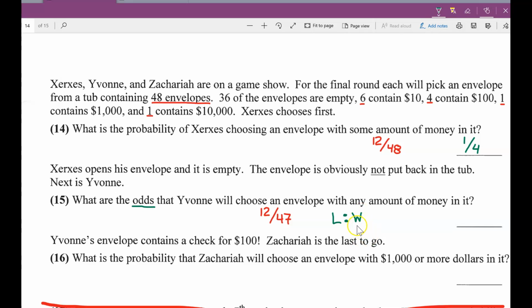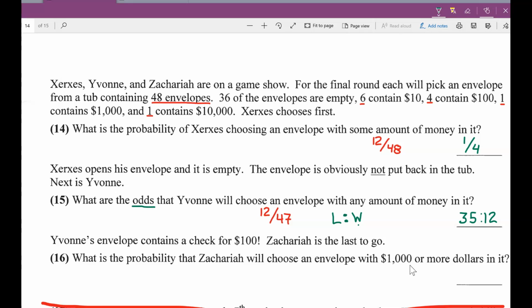So how many ways are there to win? Well, that's going to be the same as our numerator. We know that there are 12 ways to win. There are 12 envelopes with some amount of money in it. So I put that on the right because that's where winners go. But what about on the left? Well, if there are 47 possible results and 12 of them are winners, all the rest of them must be losers. 47 minus 12 is the number of losers we have. 47 minus 12 is 35.